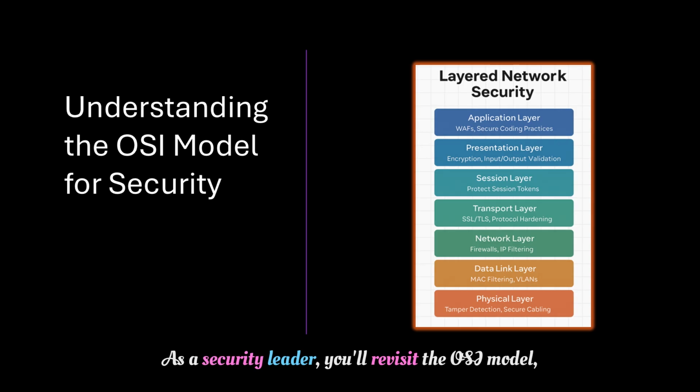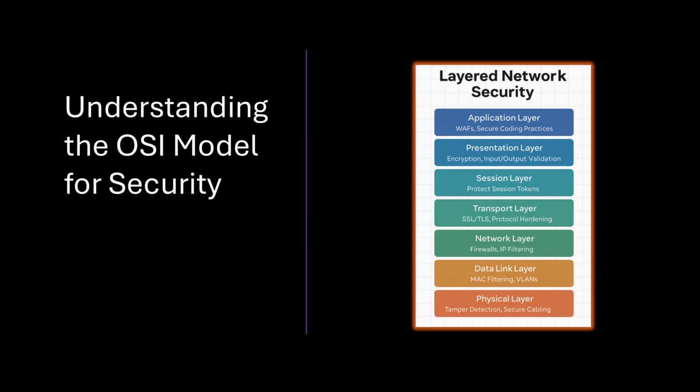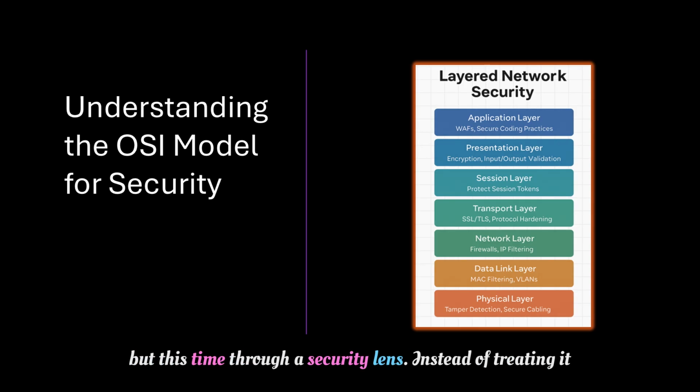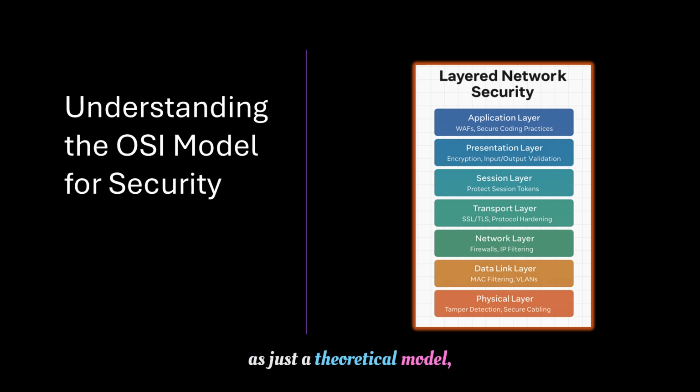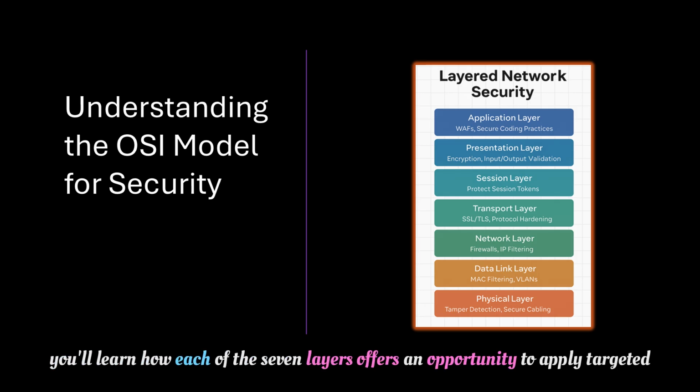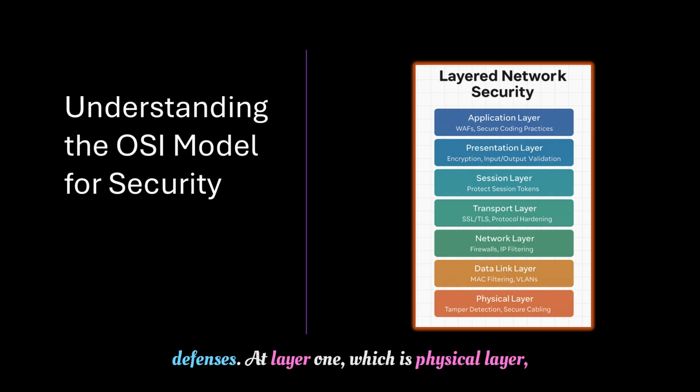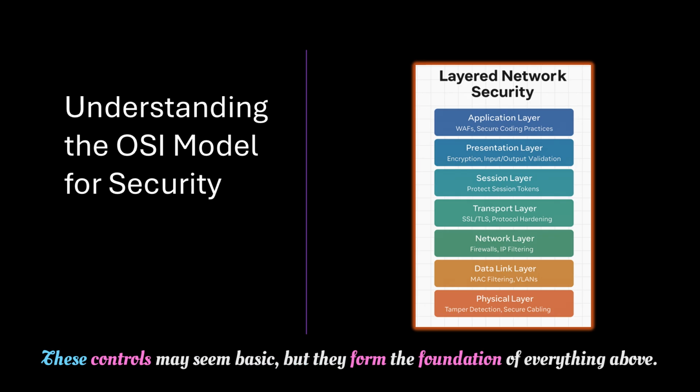As a security leader, you'll revisit the OSI model, but this time through a security lens. Instead of treating it as just a theoretical model, you'll learn how each of the 7 layers offers an opportunity to apply targeted defenses. At Layer 1, which is the physical layer, your focus shifts to the physical world, such as tamper-proof enclosures, secured server rooms, cable locks, and environmental monitoring. These controls may seem basic, but they form the foundation of everything above.